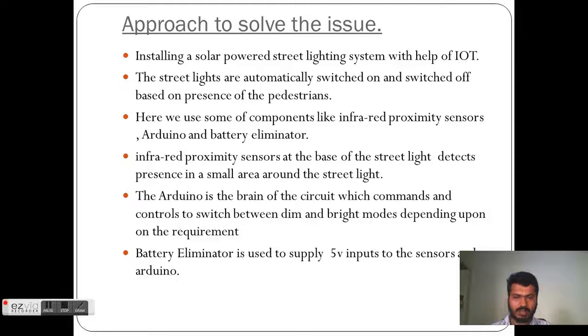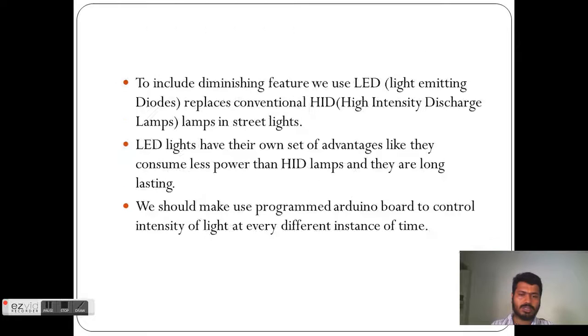What is the Arduino? It is the brain which controls the switch between diminishing and bright modes according to the requirement. Then what is the battery eliminator? Whenever the system is switched off, it is to be charged. The sensors and Arduino boards are to be charged. How? Through the battery eliminator, which supplies 5 volts of energy. It is charged through the help of solar energy.